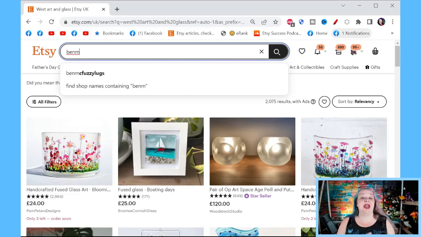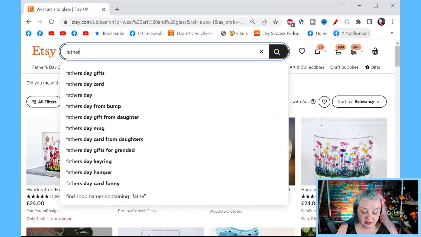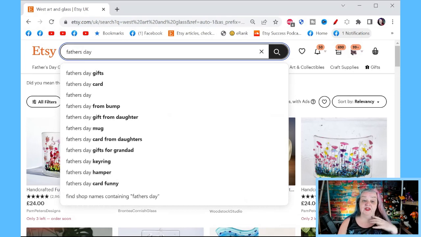So let me show you how you can actually use this as a keyword tool. Rather than thinking of a keyword and typing it in here and seeing if it auto-populates and going, yes, I found a good keyword, think of that broad keyword. Now we're seeing Father's Day stuff coming up a lot, so let's start with Father's Day.